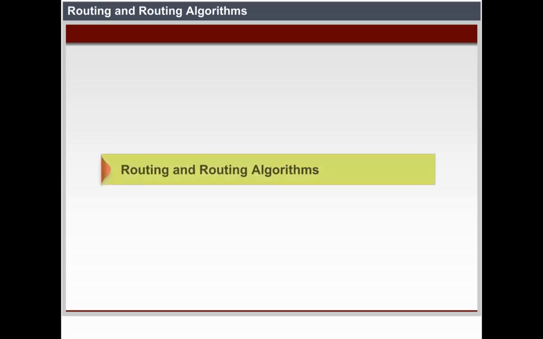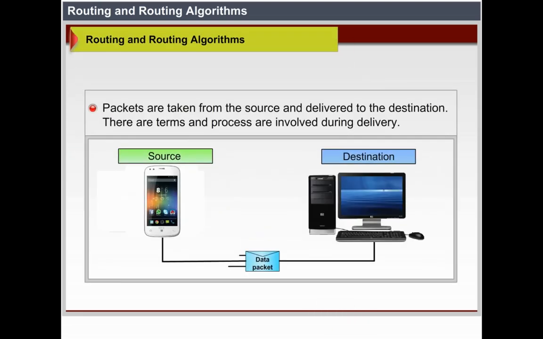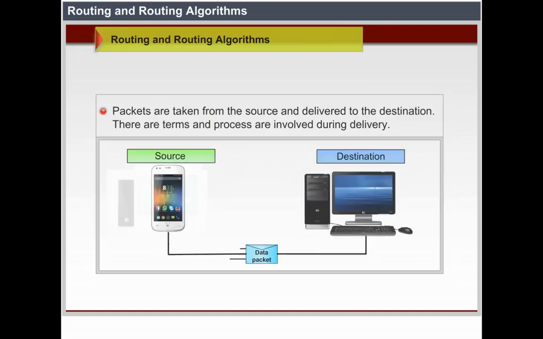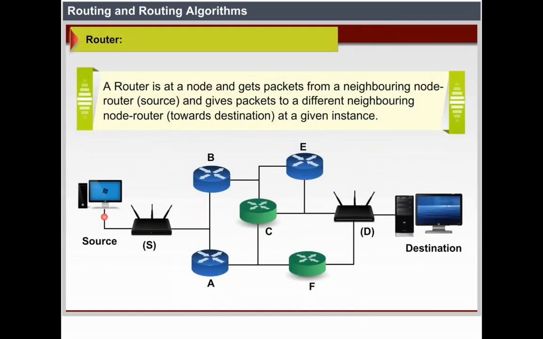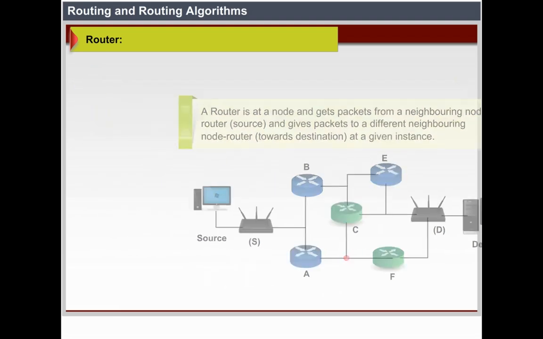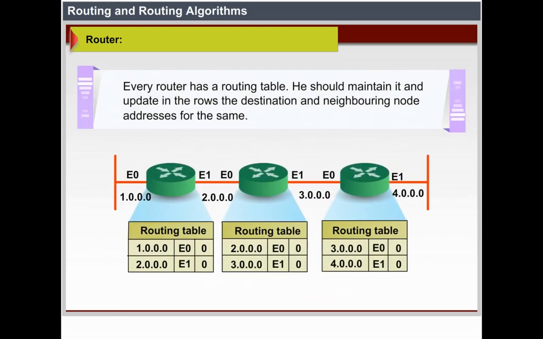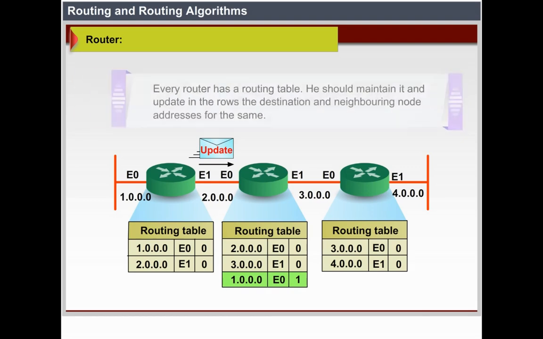Routing algorithms. Router. Terms and process involved in sending packets from a source to a destination. A router is at a node and receives packets from a neighboring node router source and forwards packets to another neighboring node router towards the destination at a given instance. Each router maintains a routing table. The table must maintain and update in its rows the destination and neighboring node addresses for that destination.